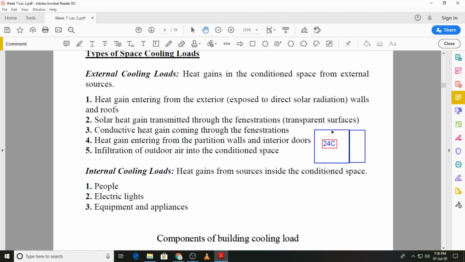And then we come to the fifth type of external cooling load, that is infiltration of outdoor air. When we use the word infiltration, it is uncontrolled entry of the outside air into the conditioned space. If we are considering summer air conditioning, the outside air will be at a higher temperature. It will also have a higher humidity ratio compared to the conditions inside the space, and when that air enters the conditioned space, it causes an additional load in the space, and that load has two components, sensible as well as latent. Sensible because it has a higher dry bulb temperature, and latent because of its higher humidity ratio.